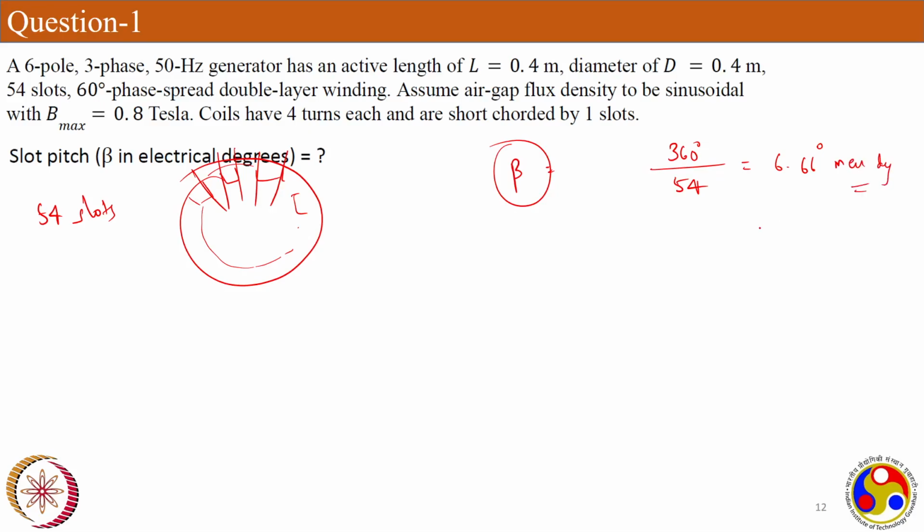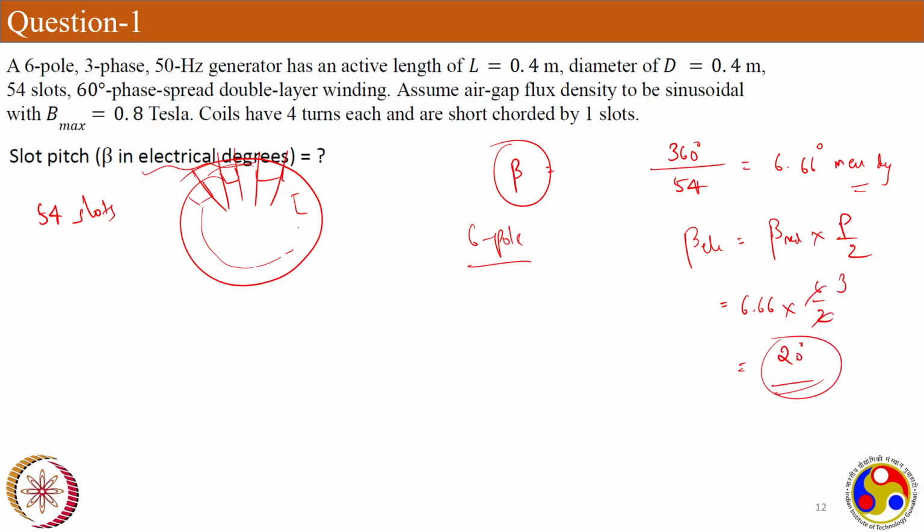Now it was asked to find it in electrical degrees. So how many poles is this? 6 pole. So what's the formula to convert the mechanical degree into electrical degree? Beta electrical is equal to beta mechanical into pole pair. 6.66 into 6 by 2, that is 3, and 6.66 into 3 will give you 20 degrees. So that's the slot pitch in the electrical.